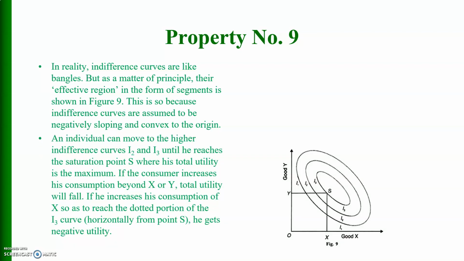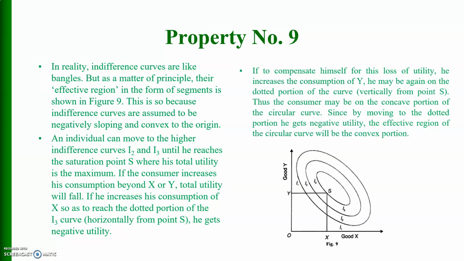An individual can move to the higher indifference curves I2 and I3 until he reaches the saturation point S, where his or her utility is the maximum. If the consumer increases his consumption beyond X or Y, total utility will fall. If he increases his consumption of X so as to reach the dotted portion of the I3 curve horizontally from point S, he gets negative utility.